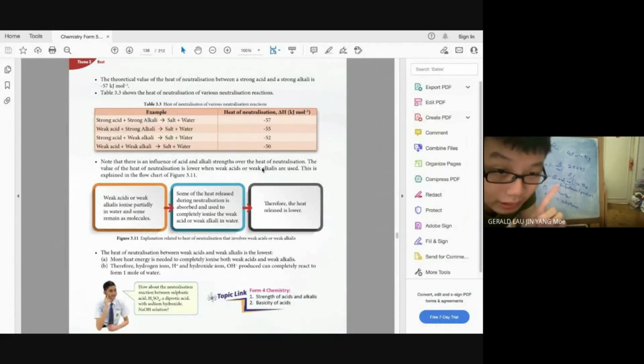SPM, they will ask this kind of question. Why is it lower? So this is your essay. This can be asked in essay. You have to explain point by point.